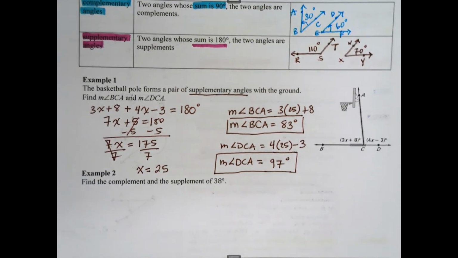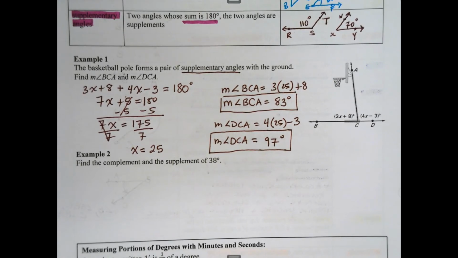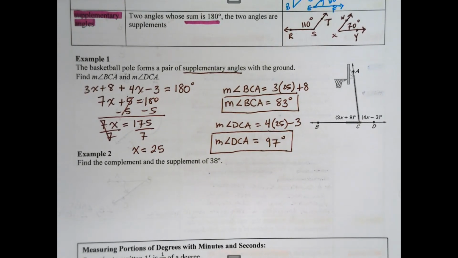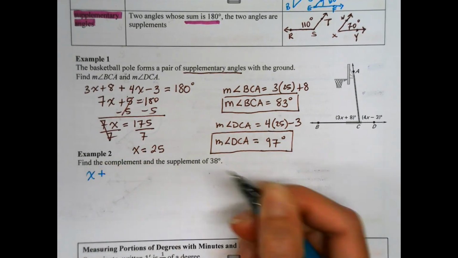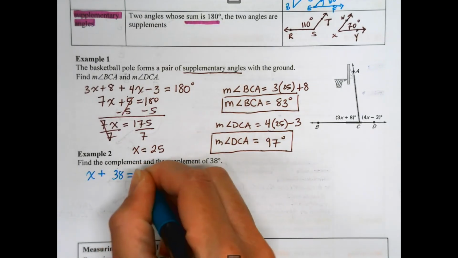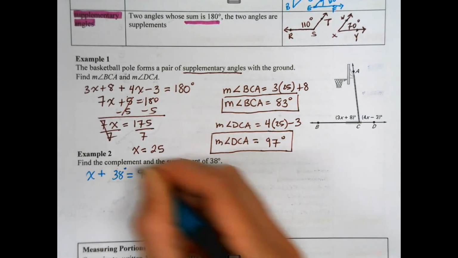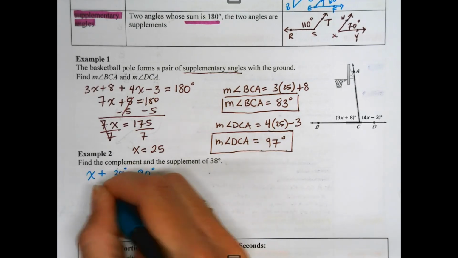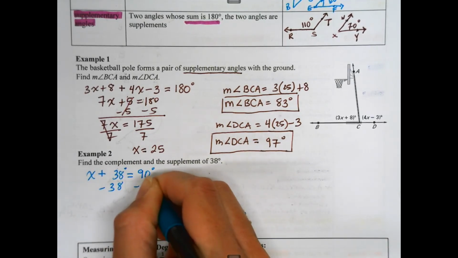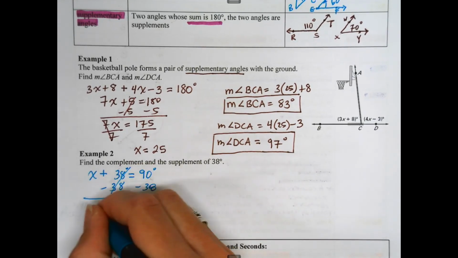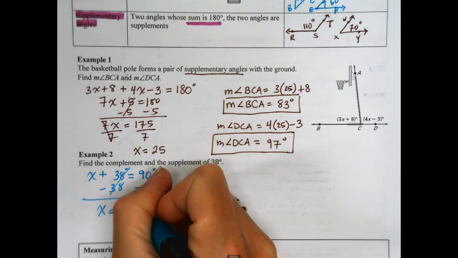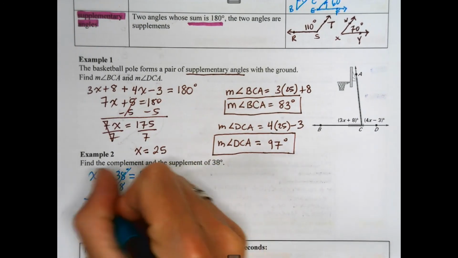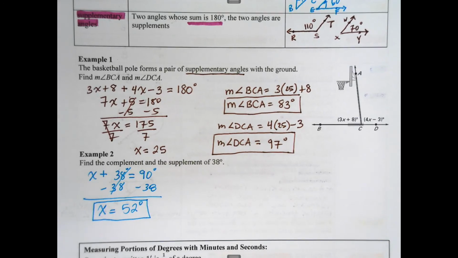Example number 2 says to find the complement and the supplement of 38 degrees. Complementary angles add up to 90. Something plus 38 is going to be equal to 90 degrees. Or, in other words, 90 minus 38 will give us our complement. The complement in this case is 52 degrees.